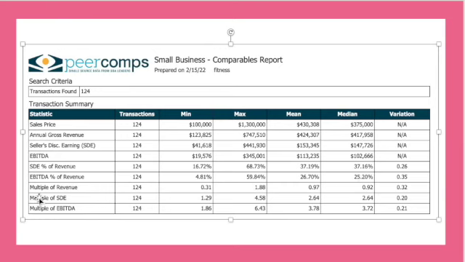When we focus on the multiple of seller's discretionary earnings, let's say we have $100,000 of seller's discretionary earnings on our numbers. We would multiply the median number, 2.64, times $100,000 and say one possible pricing, and again, this is just on a very high level, would be 2.64 times $100,000, or $264,000.